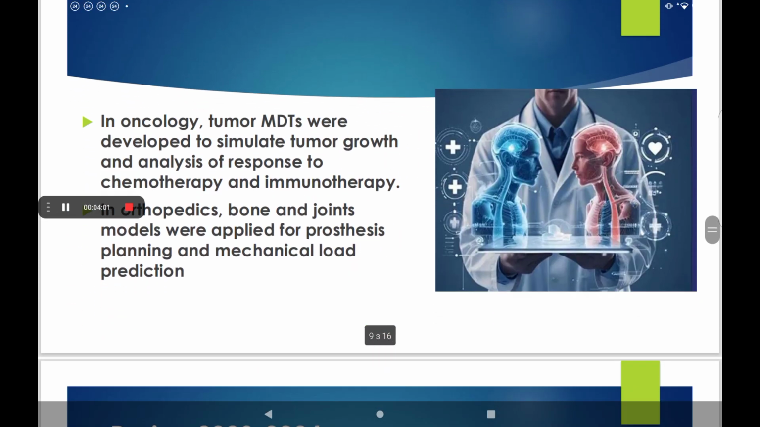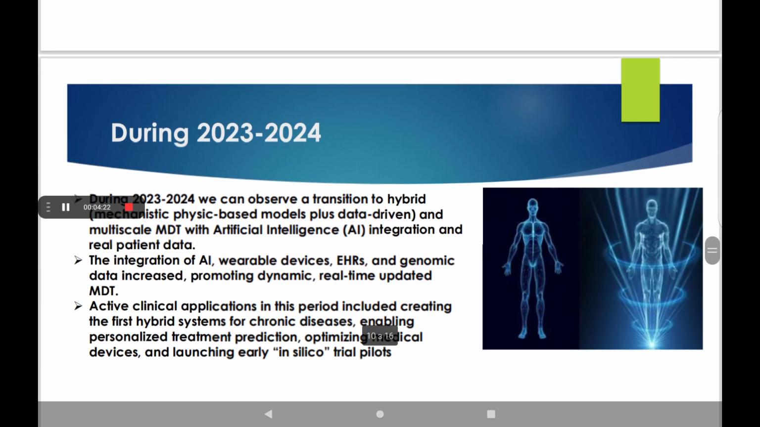In oncology, tumor medical digital twins were developed to simulate tumor growth and analyze response to chemotherapy and immunotherapy. In orthopedics, bone and joint models were applied for prosthesis planning and mechanical load prediction.